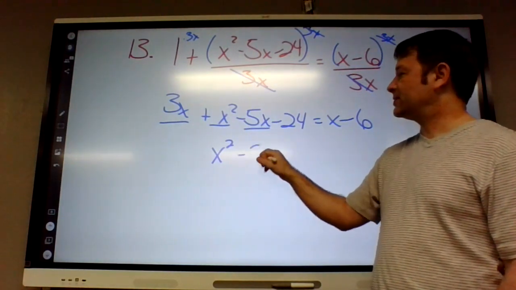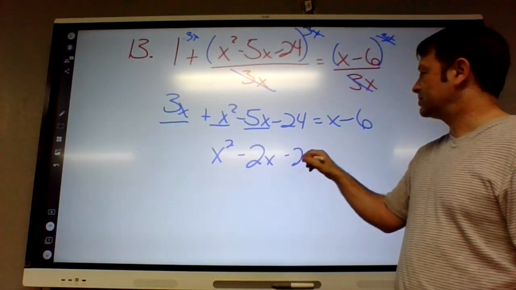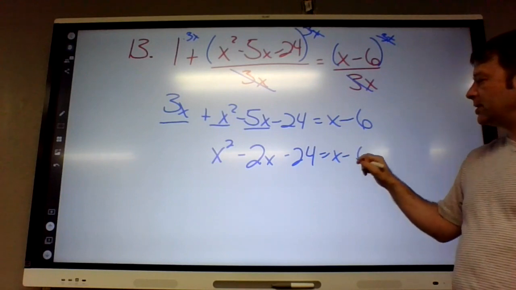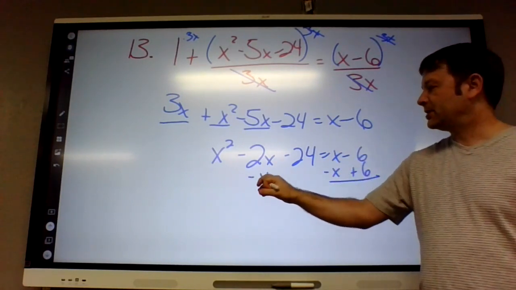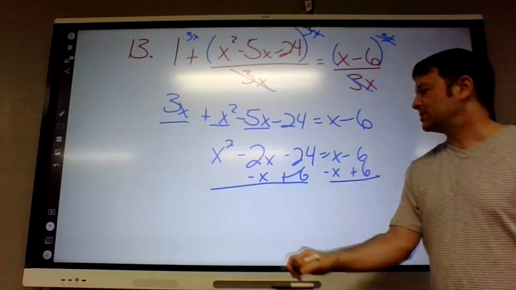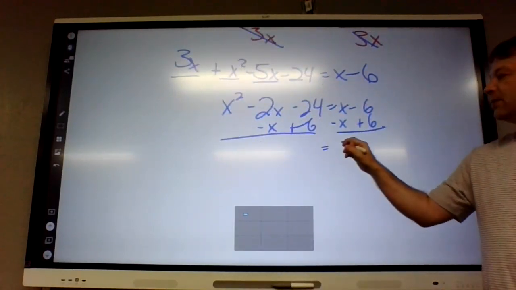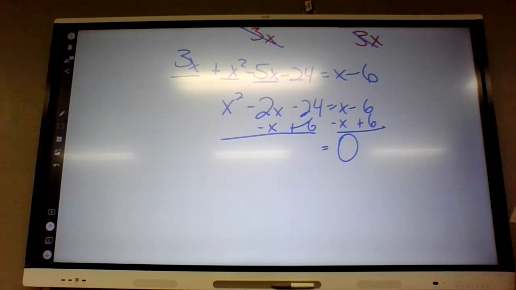3x minus 5x is negative 2x. So I'm going to subtract x and add 6 so that everything on the right is gone, so we just have a 0.